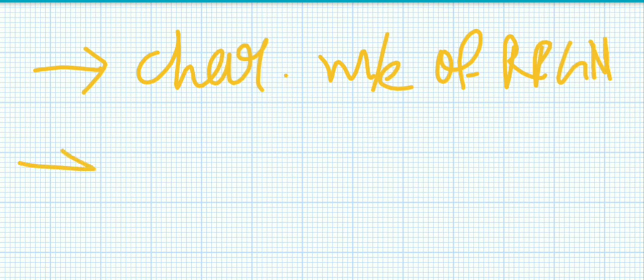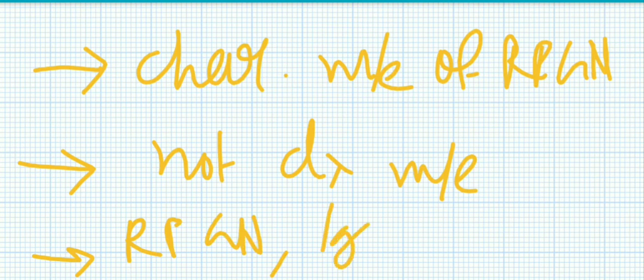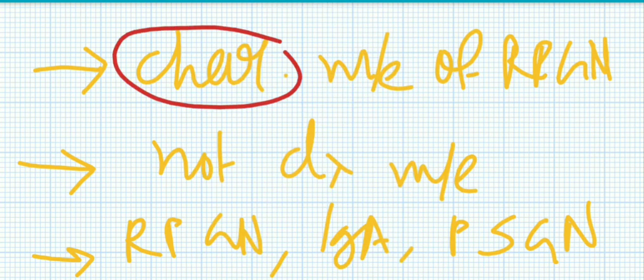But remember that it is not the diagnostic microscopic finding, because it can be seen in RPGN, it can be seen in IgA nephropathy, and it can be seen in PSGN, post-streptococcal glomerulonephritis. That is why it is not diagnostic, but it is a characteristic microscopic finding of RPGN. That is a question that can come up as statements.